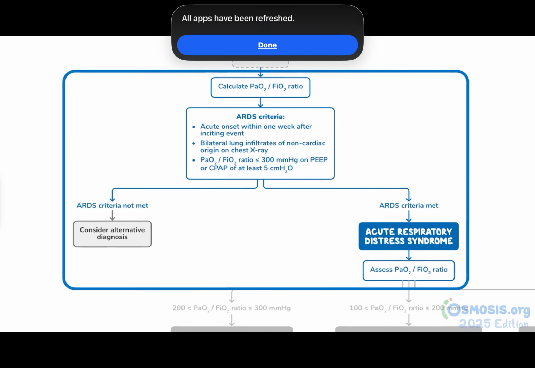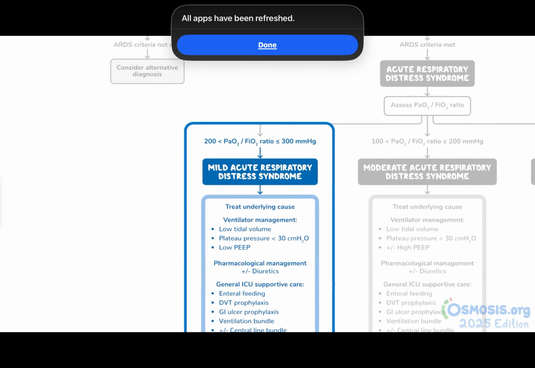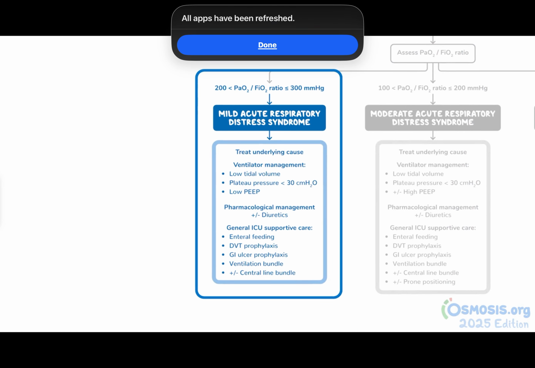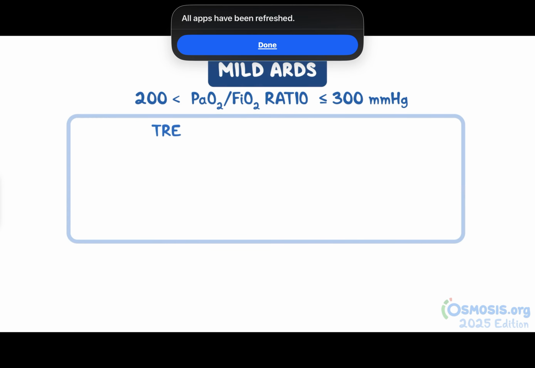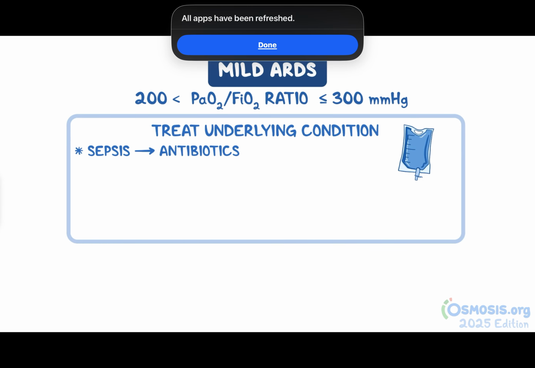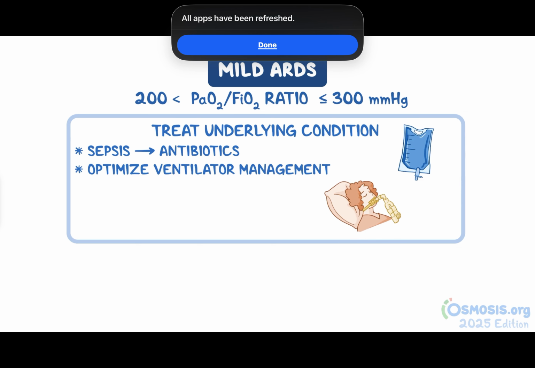Now, if the PaO2-FiO2 ratio is greater than 200 and less than or equal to 300 millimeters of mercury, diagnose mild ARDS. The management of mild ARDS involves treating the underlying condition. For example, if your patient has sepsis, you should immediately start appropriate antibiotics. Next, optimize ventilator management. The first step here is to set the ventilator to low tidal volumes, starting with 8 milliliters per kilogram of predicted body weight, then titrated to 6 milliliters per kilogram, with a goal of achieving low plateau pressures of 30 centimeters of water or less.